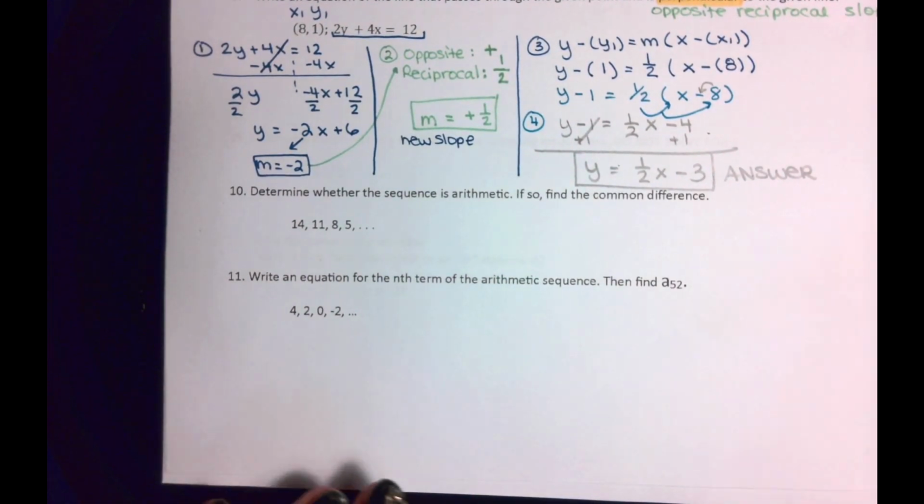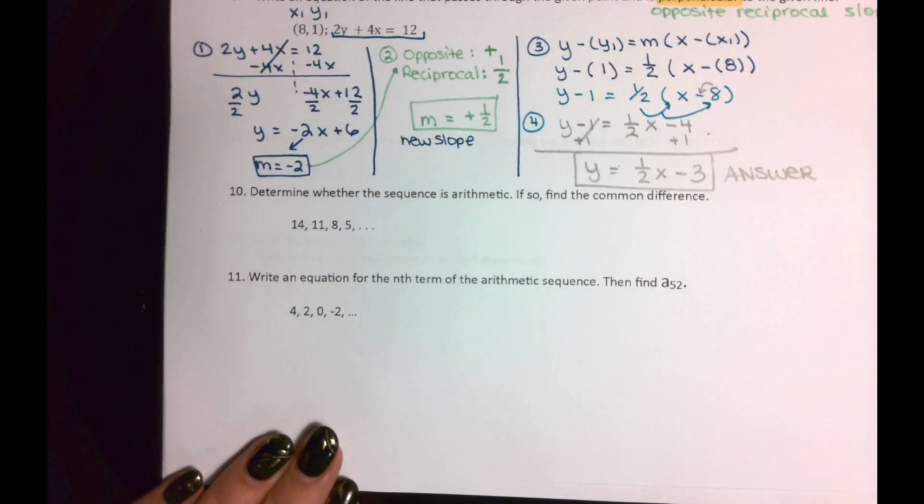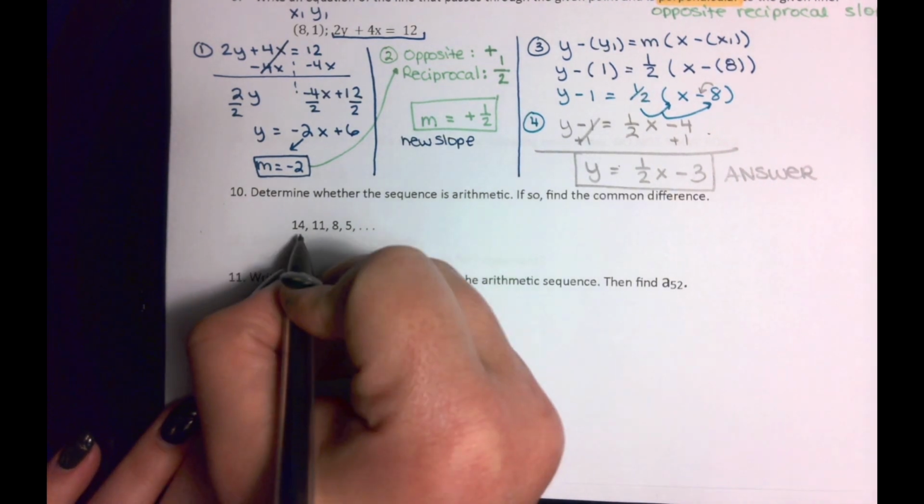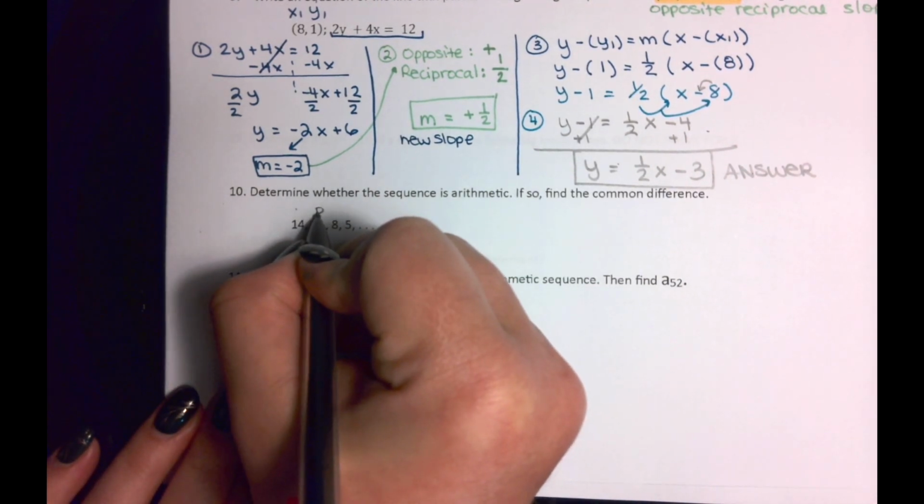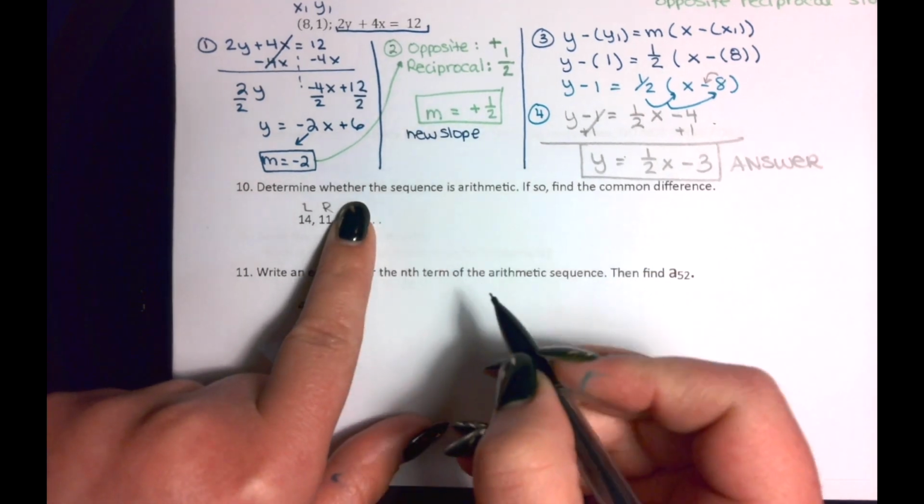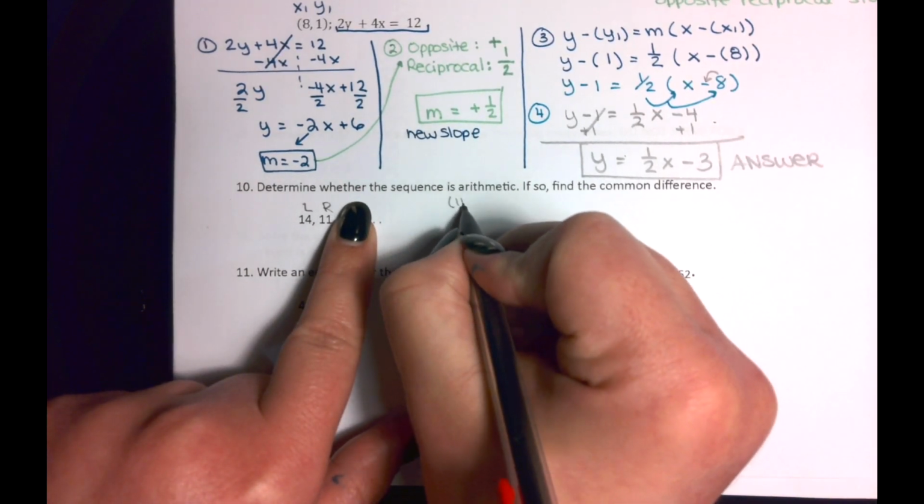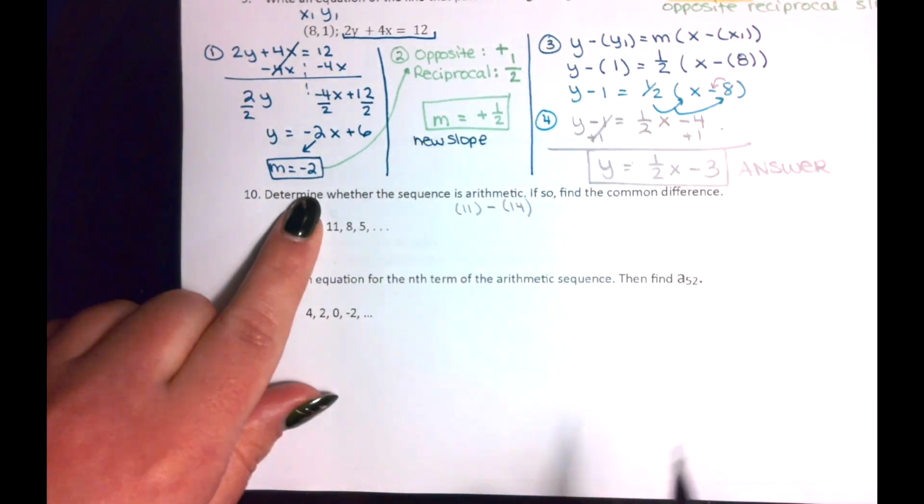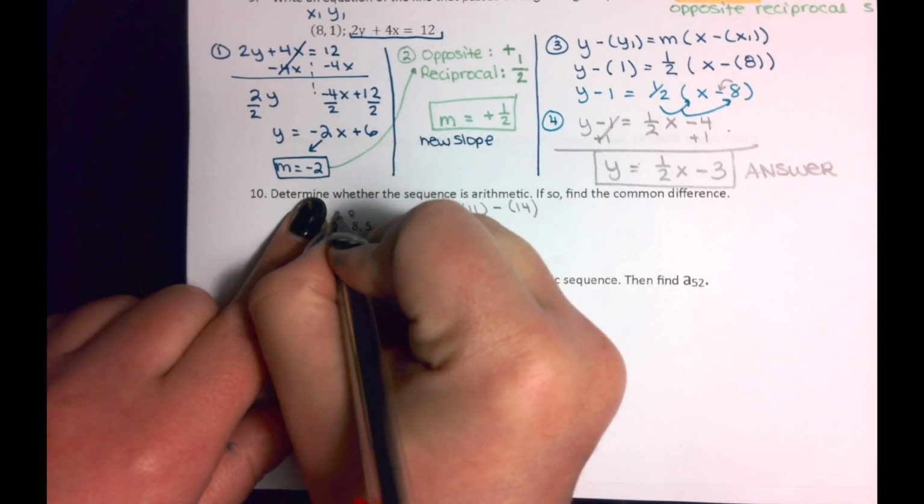Alrighty, question number 10, determine whether the sequence is arithmetic. If so, find the common difference. So here, if the sequence is arithmetic, there will be a common difference. If it's not, there won't be a common difference. So the way to find common difference, you're going to take your right, subtract your left. So you're always going to take two numbers at a time. Then you're going to shift over. So I'm going to ignore 14. 14's gone. Here's my right, here's my left.